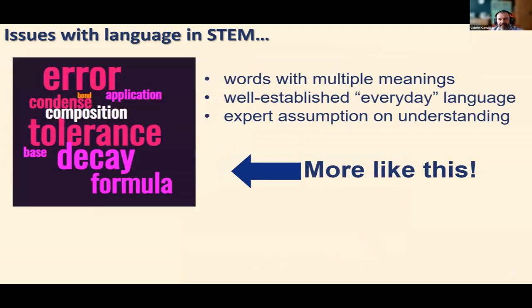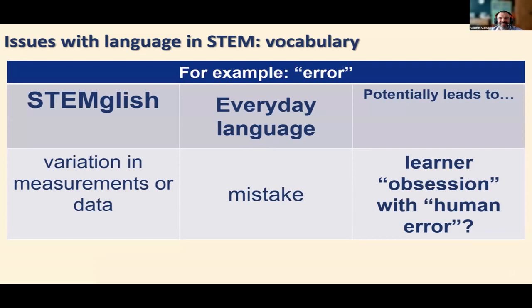Much more problematic are words like these, which have a slightly or very different meaning in everyday language, but which we experts use in different ways and do not necessarily explicitly teach what we mean by them. And I'll give you just one example for today. Error, which is central to STEM. What we mean is a measurement of the variation in the data. But the everyday meaning of error is mistake.